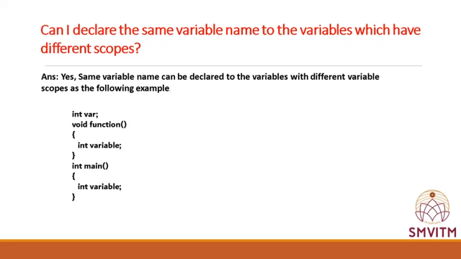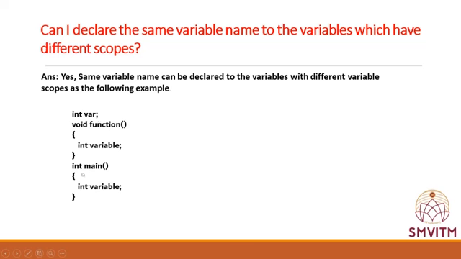And the last question is, can I declare the same variable name for variables in different scopes? Before that, let us understand what scope is. Scope of a variable is its visibility, how far the variable is visible in the program. Yes, the same variable name can be declared. In this program, the variable is declared as var, and function is a function here, and the int variable is a variable inside that particular function.